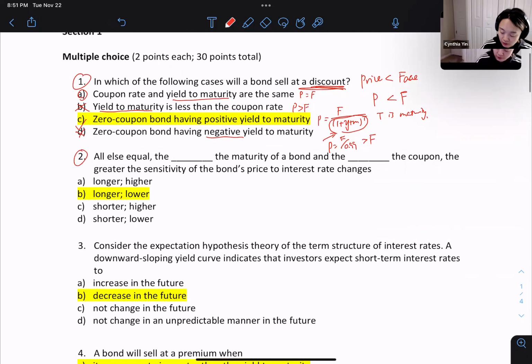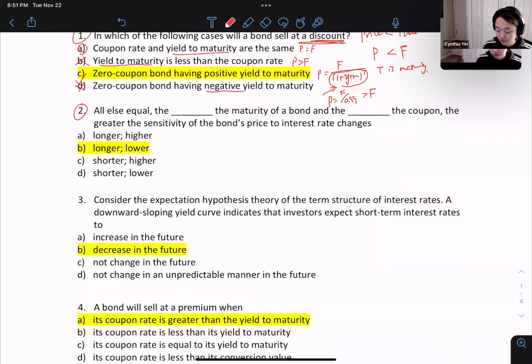Question 2. All else equal, how does the maturity and the coupon affect the sensitivity of bond price to interest rate change? This is testing you on duration. So remember, duration, by definition, means the average time that you get your initial investment back. But on the other hand, as we mentioned in class, it can be used to approximate how much the price changes when the interest rate changes.